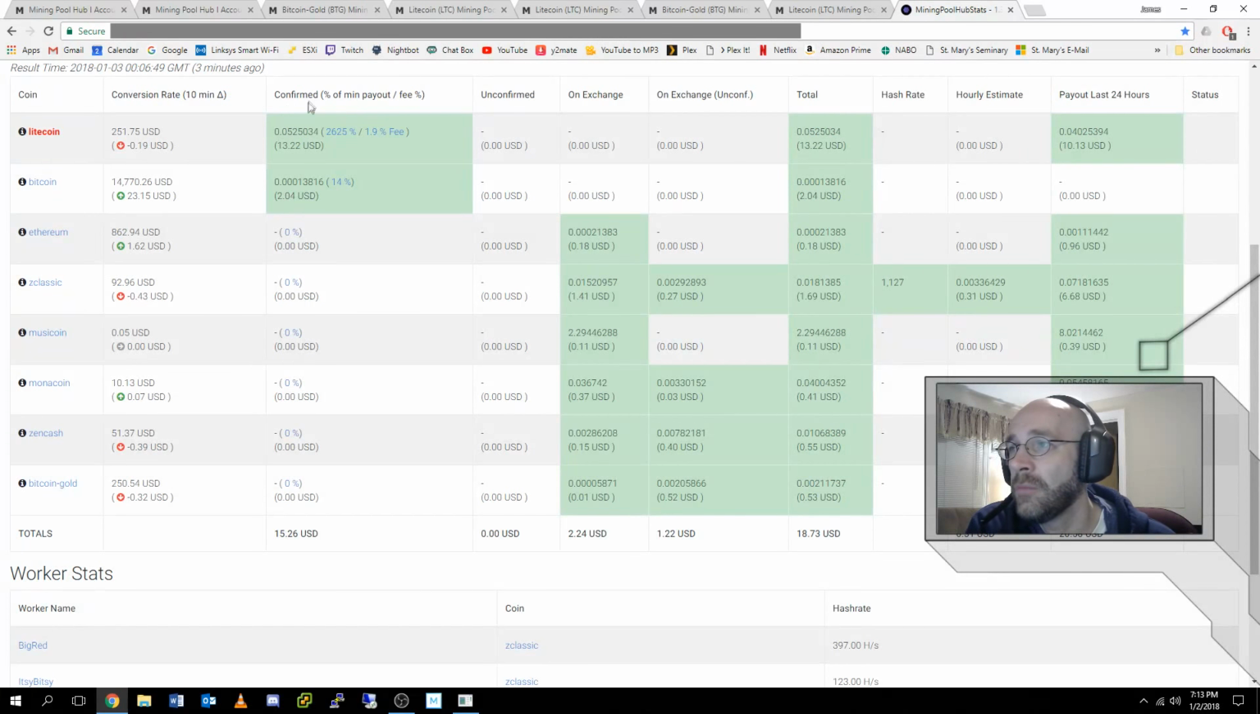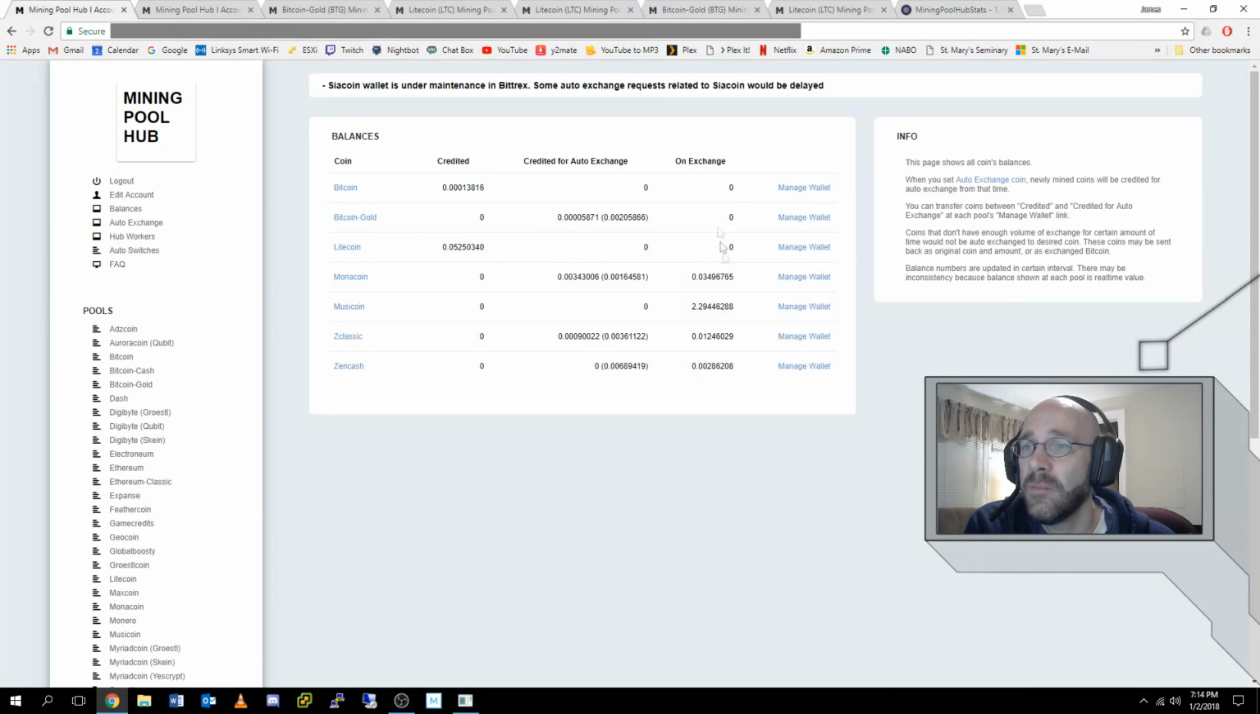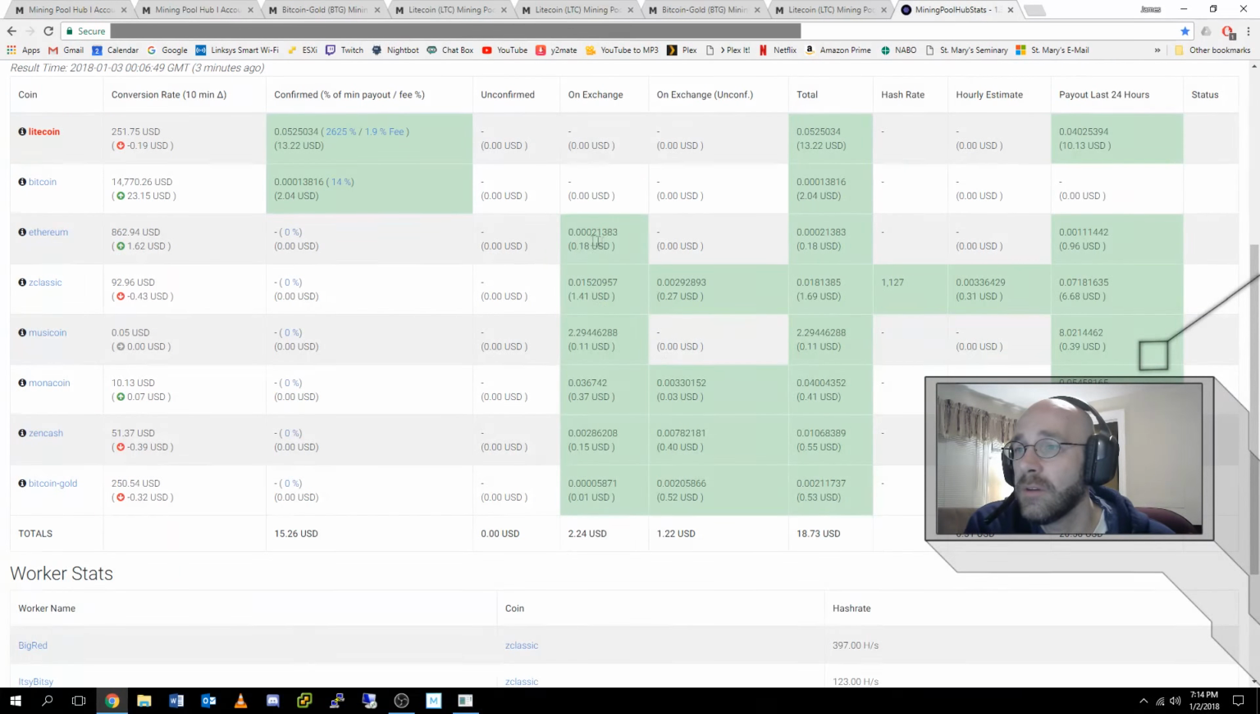Here's the amount confirmed that's sitting in your wallet, which is nice. All right, this column is not used. I don't know why it's still here, but he's not using it. On exchange is, I think, what this says here. This is the amount that's on exchange, and it's basically giving you that amount and expressing it in USD.